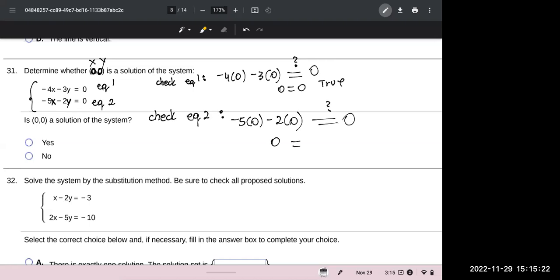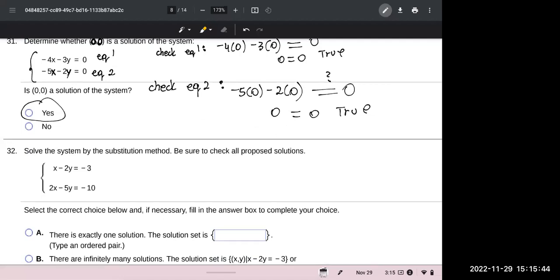So we end up with 0 equals 0, which is true. That means yes, (0, 0) is the solution to the system. Just remember, if you end up true in equation 1 and false in equation 2, that means this point won't be the solution. To be the solution, the given ordered pair has to satisfy both equations.